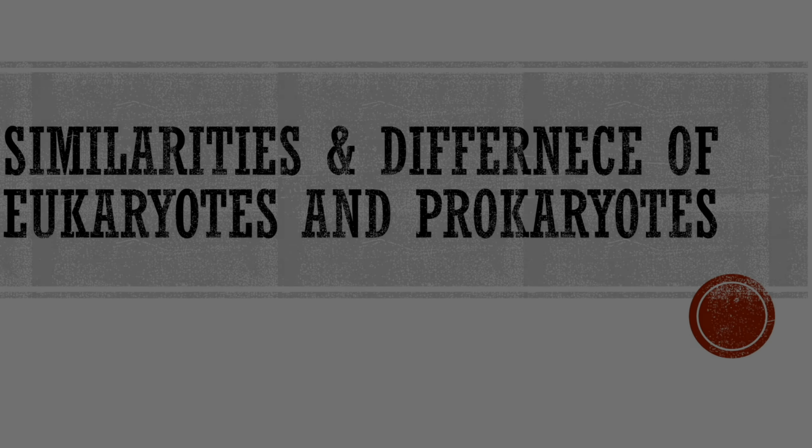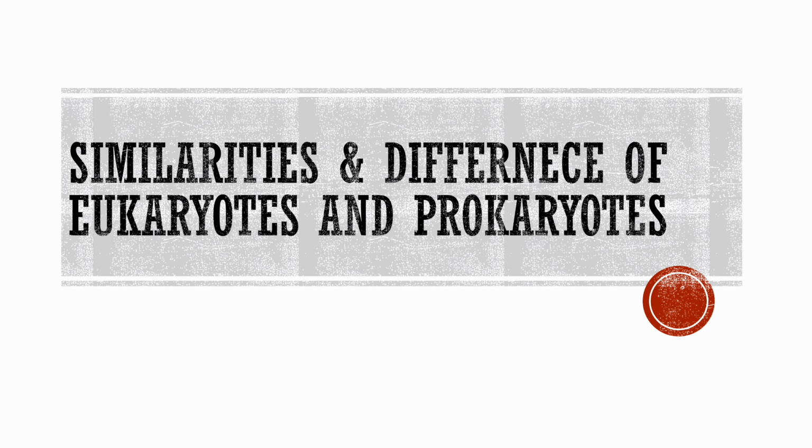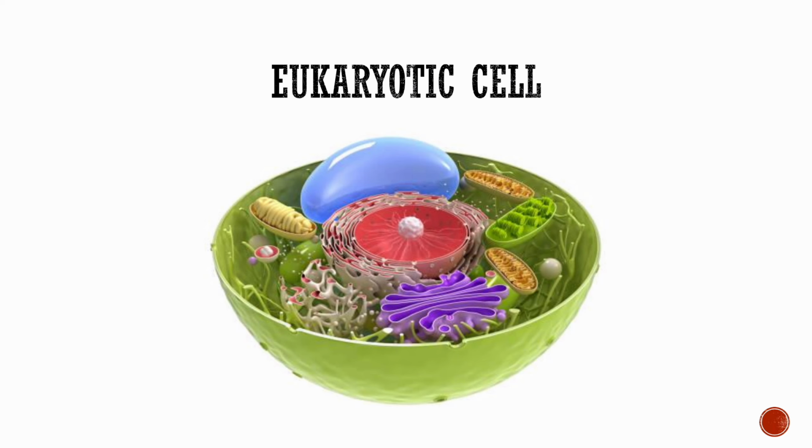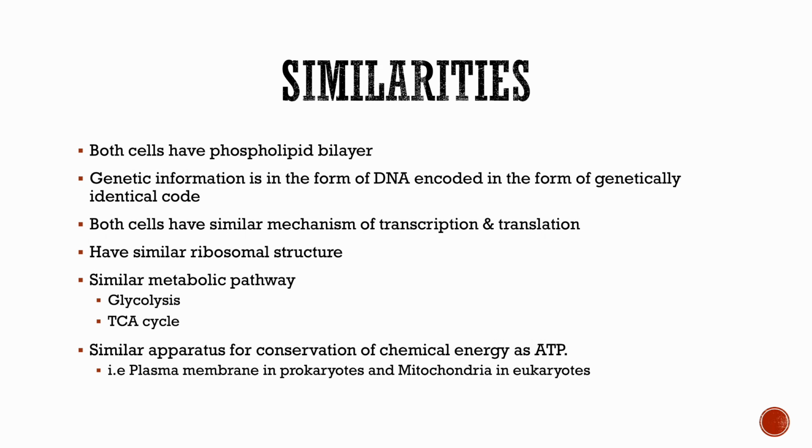Hello everyone. Today I'll be explaining the similarities and differences between prokaryotic and eukaryotic cells. So first, let's understand the similarities between prokaryotic and eukaryotic cells. Both have a plasma membrane of similar construction. That is, both have a phospholipid bilayer in their plasma membrane.